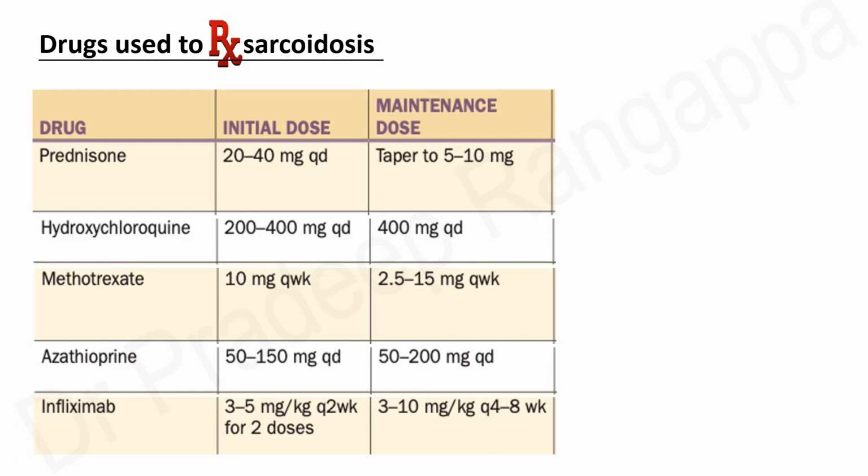So look at ACE levels, and I always tell my trainees to do calcium levels, because calcium can be a very good surrogate marker for a lot of infiltrative problems. So these are some things that one could adopt to establish the diagnosis.